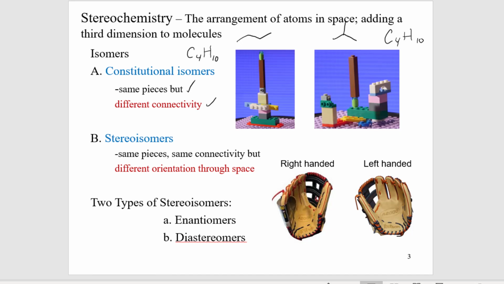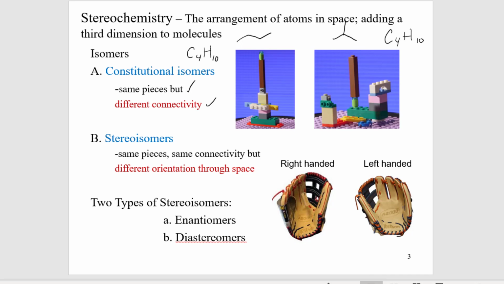Stereoisomers, however, have the same connectivity. So they're the same pieces and the same connectivity, and their only differentiation is how they're connected through space. Handedness is a great way of thinking about it, and we're going to use a derivation of the word handedness to describe some stereoisomers. An example might be our hands. That's why handedness is used. I have a right-handed glove and a left-handed glove. You know that they have different functions, right?